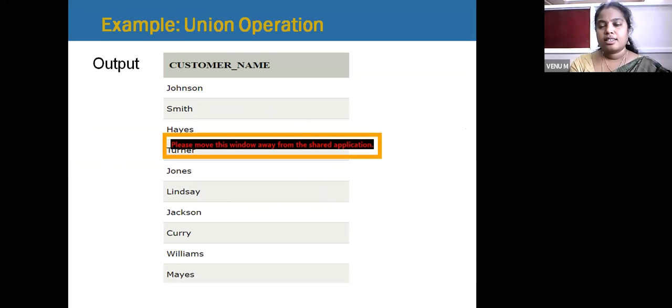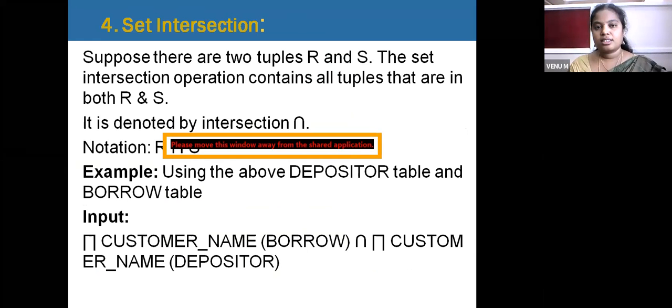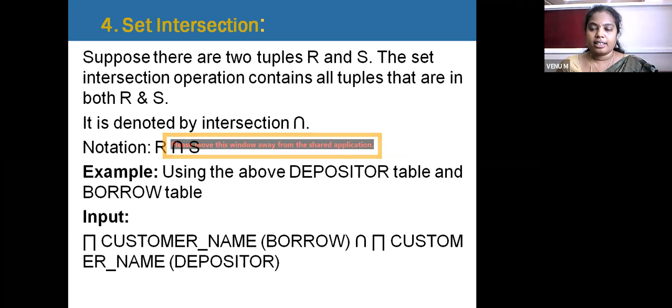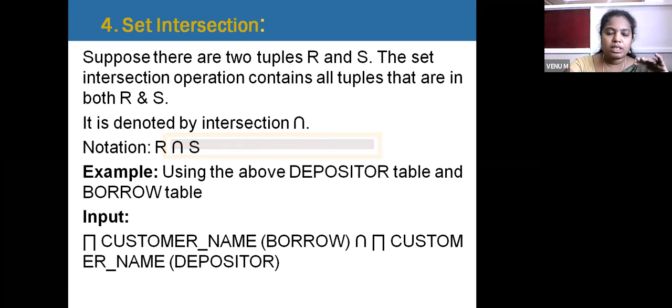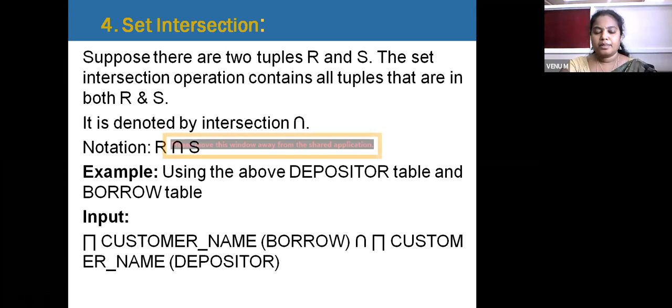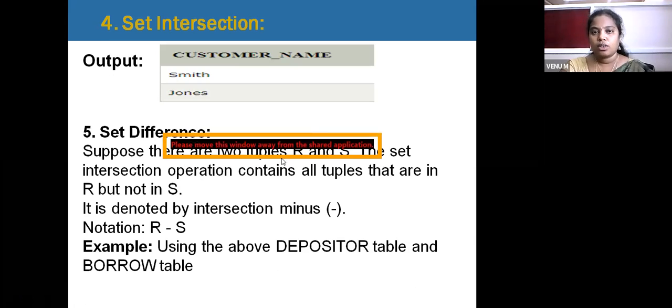Okay. So like this, intersection. You know the meaning of intersection. There are two relations, R and S. The intersection operation contains all the tuples that are in both R and S. Here you have to observe the common tuples between R and S only will be displayed. The same scenario applies, but instead of union you apply intersection. What is the customer name output?